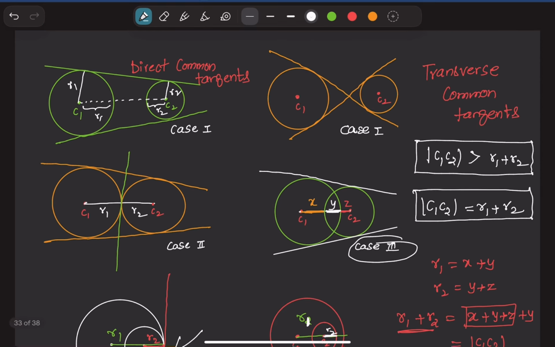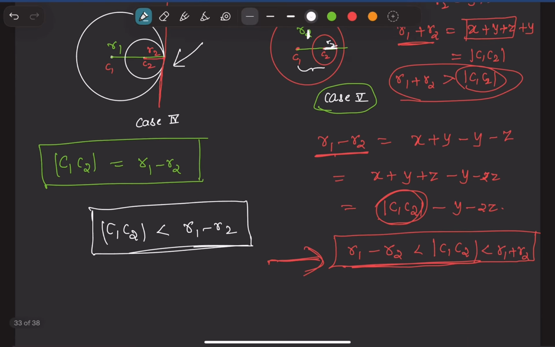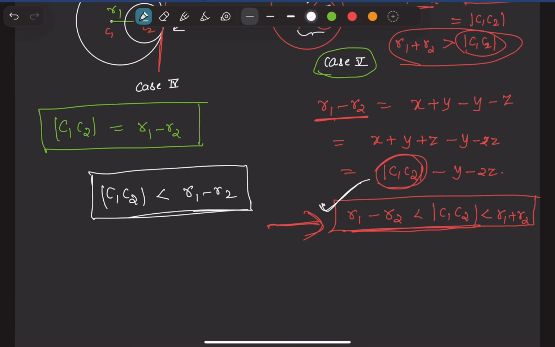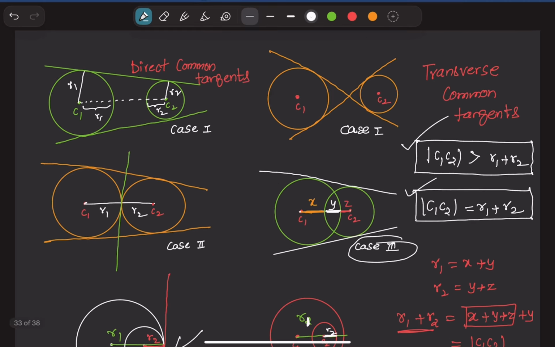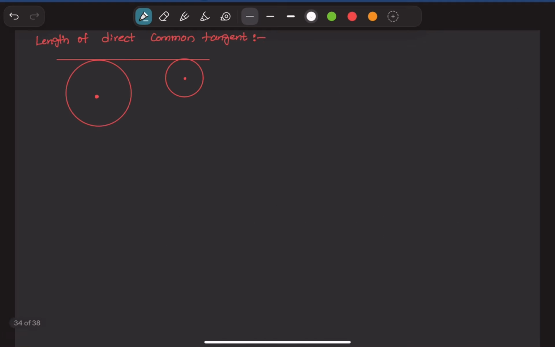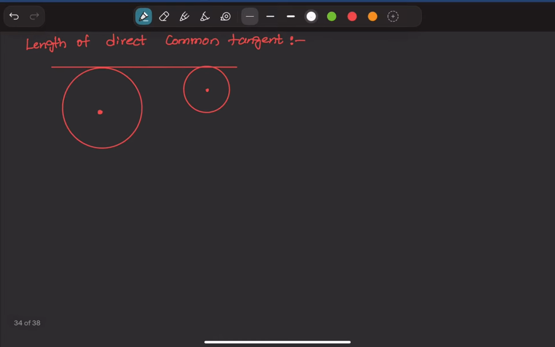So we have 5 conditions. If this happens, the circles don't intersect each other. If this happens, the circles intersect each other externally at a point. If this happens, the circles intersect each other at 2 different points. If this condition happens, they intersect each other internally at a point. And if this happens, one circle lies inside the other circle. So this is the concept of intersection of circles. Let us move ahead and check this case.